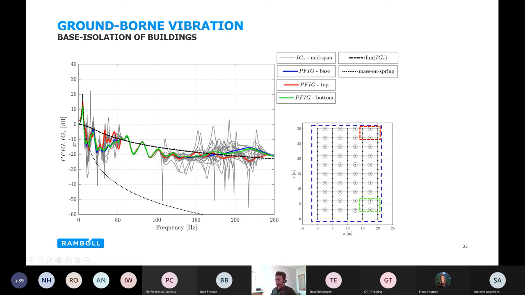And we can see that by looking at the power flow insertion gain, we have a nice averaging effect that is averaging the resonance and anti-resonances of the building components. And we can see that gives us a nice idea of what is the isolation performance, that at 200 Hertz here, for example, is roughly 20 dB. Just for sake of argument, the dotted line is what we would predict with the mass on a spring model without soil structure interaction. So we can see that we will be overestimating the isolation performance quite a bit.